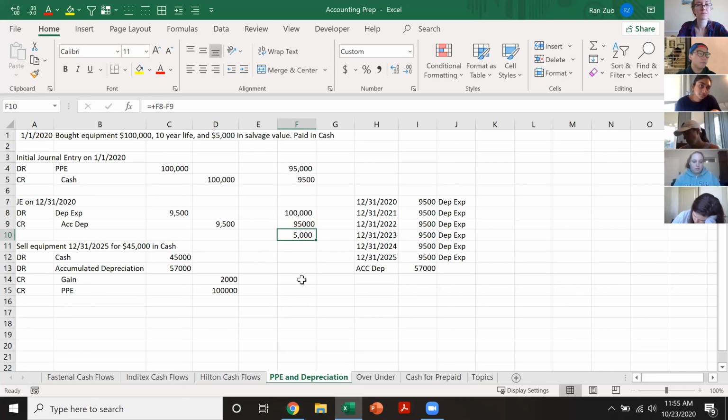Can you clarify why a gain is a credit? A gain, so revenues are credited, right? That increases your income. Gain is similar. It's credited to increase your income. Does that make sense? It follows that convention on the income statement. Yeah. Okay. Cool.